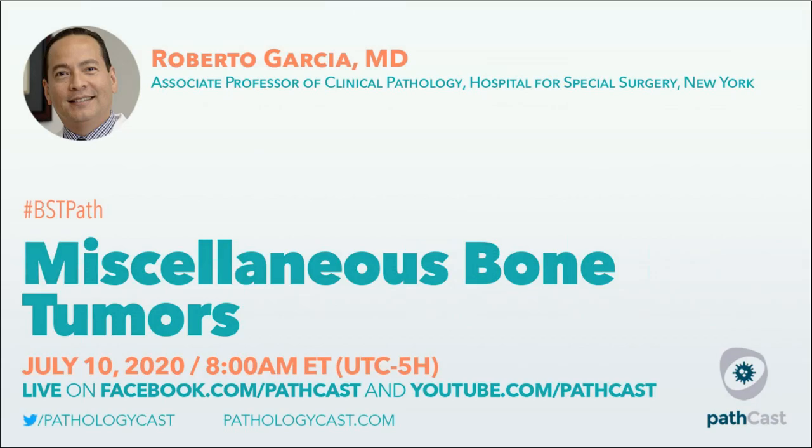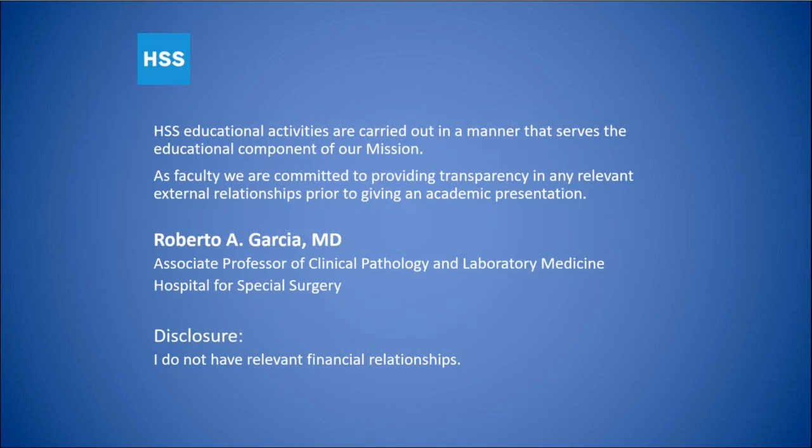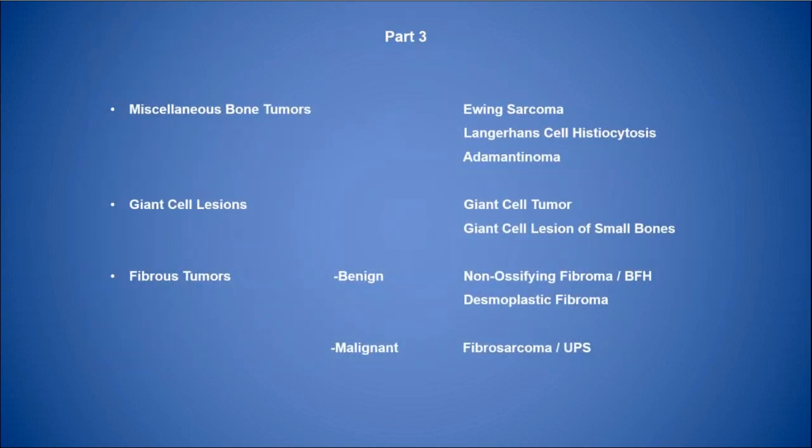We are going to be talking today about miscellaneous bone tumors. This is the third part of the three-lecture series. We talked about bone-forming tumors, cartilage-forming tumors, and today we're going to be discussing all the tumors that do not really form any particular type of matrix. We're going to be talking about Ewing sarcoma, Langerhans cell histiocytosis, adamantinoma, giant cell lesions, giant cell tumor, and giant cell lesion of small bones, and then fibrous tumors, benign and malignant.